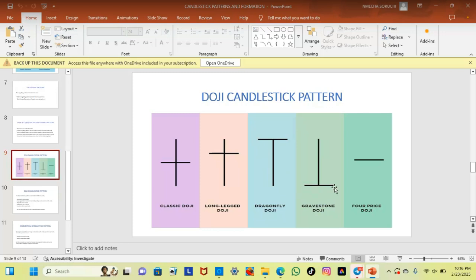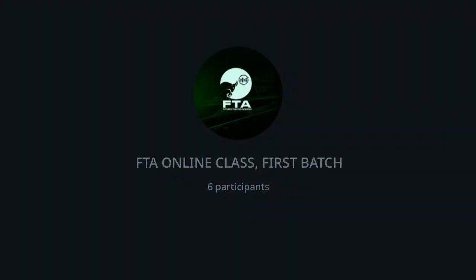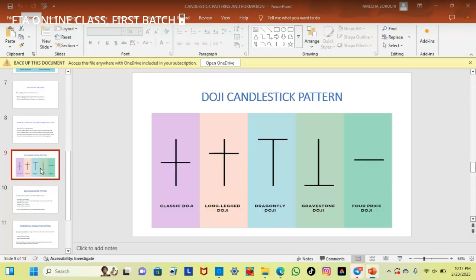The last one here is the four price doji. The four price doji also indicates uncertainty. That is, you don't know the shape the market is taking. You don't know if the market is going up or coming down. So let's move to the next one.